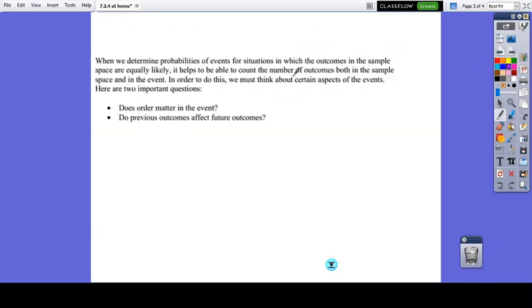When we determine probabilities of events for situations in which the outcome and the sample space are equally likely, it helps to be able to count the number of outcomes both in the sample space and in the event. In order to do this, we must think about certain aspects of the event. So one of the questions is, does order matter? When you look at this, you're looking at a combination versus a permutation. And do previous outcomes affect future outcomes?